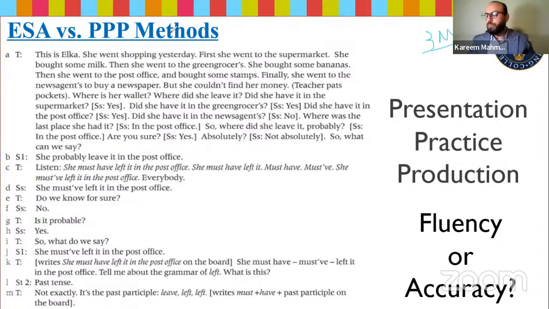Okay, great. Stop you here. We'll come back in a minute to the reading. So can you tell me what is the purpose of this task? Is it accuracy or fluency? What do you think? Can you type in the chat box?